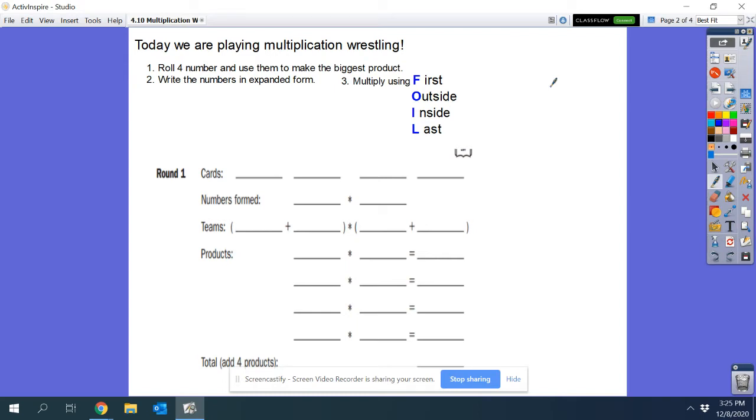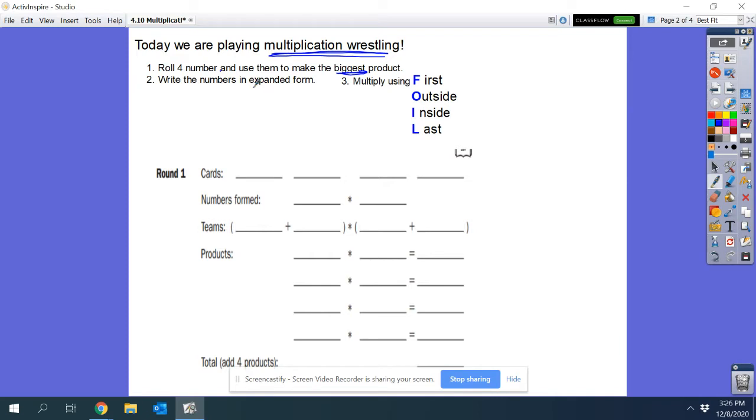Now, multiplication wrestling is really just going to be another representation of the partial products method that you have been practicing. But today we're going to show it in a little different form. So let me show you what I mean. We're going to always do a 2-digit number by a 2-digit number, and you'll pick the numbers randomly and use them to make the biggest product.